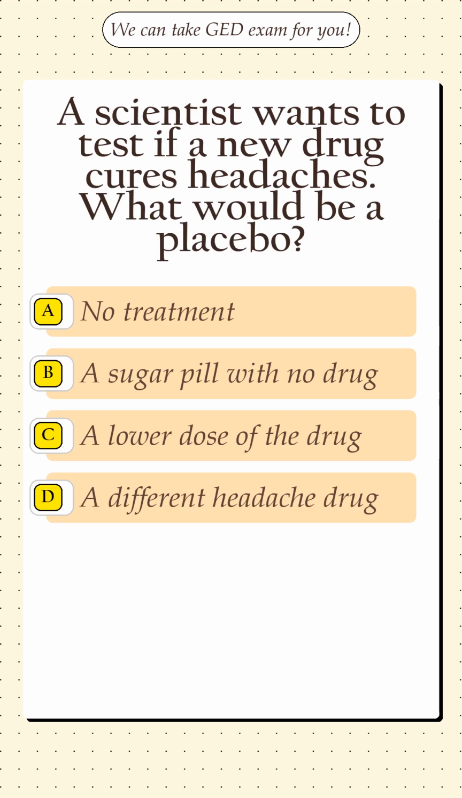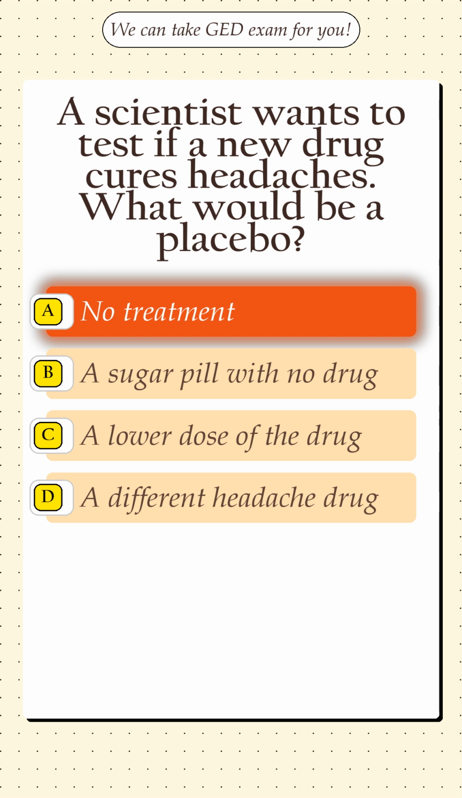Question 18. A scientist wants to test if a new drug cures headaches. What would be a placebo? Option A, no treatment. Option B, a sugar pill with no drug. Option C, a lower dose of the drug. Option D, a different headache drug. The correct answer is option A, no treatment.